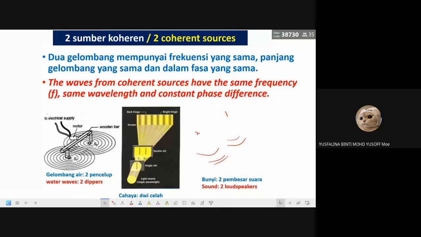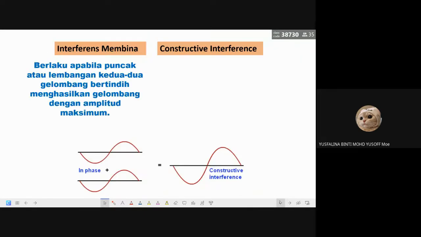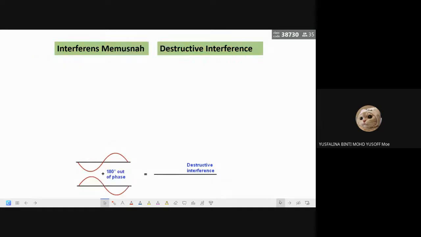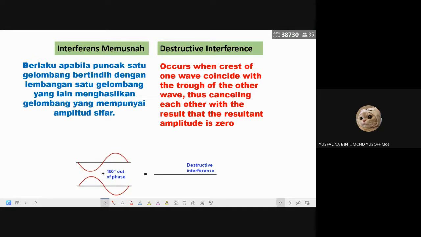And another one is the interference of sound. It comes from two speakers. Each of the speakers will produce its own sound wave, and after that they will overlap with each other. Some parts of the waves will overlap, so that produces the interference of sound. Okay, so this one we also already discussed.